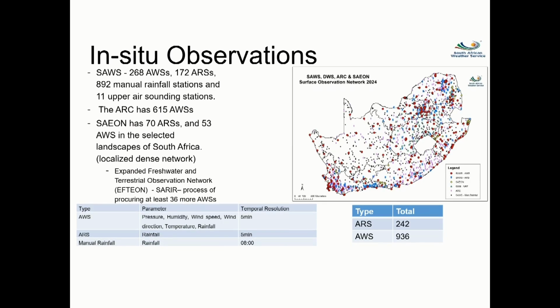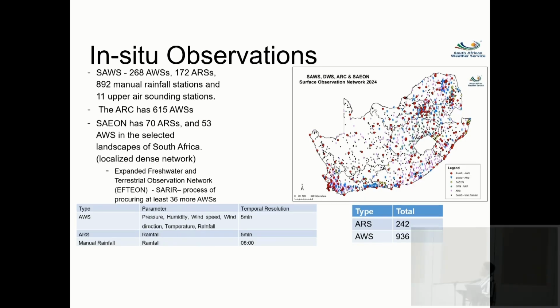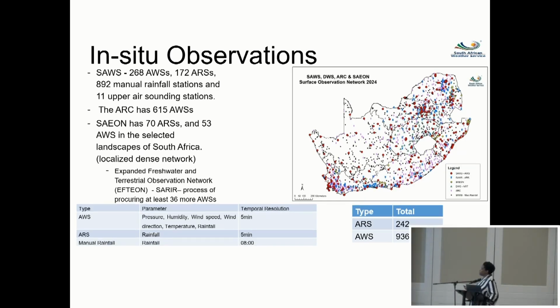We have a number of automatic weather stations across the country. Automatic weather stations are those that measure your rainfall, temperature, pressure, wind direction, wind speed, and humidity. We have 268 of those in the country, and we also have 172 ARSs. They function the same way as the AWS, but they only measure rainfall. The highest resolution you can get the data for these two is 5 minutes, and the 5-minute interval data is available on our database.